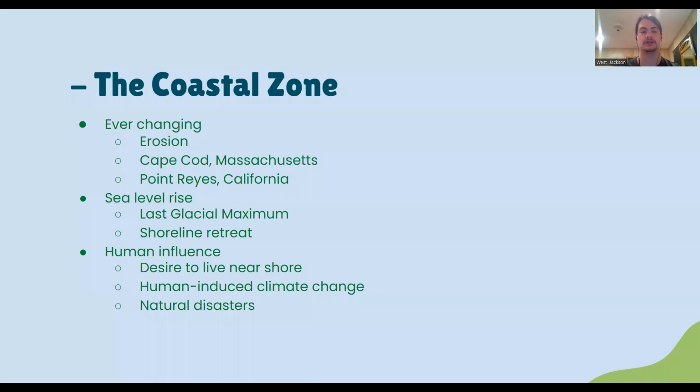Howdy everyone, my name is Jackson West, and today I'll be talking to you about the coastal zone. Now, first and foremost, we have to answer what exactly is the coastal zone. Well, the coastal zone is the area where the land meets the sea, and this area actually acts as an interface for the land, the sea, as well as the air. Another thing about the coastal zone is it is a constantly changing area.